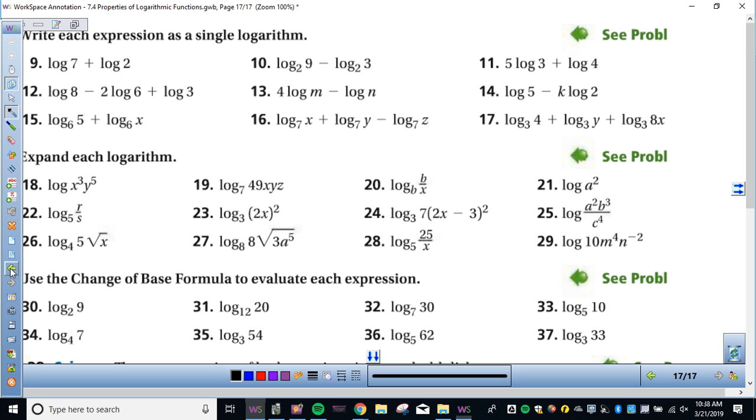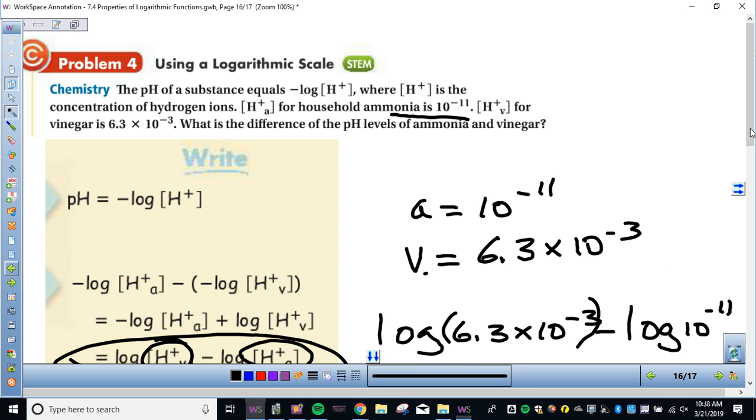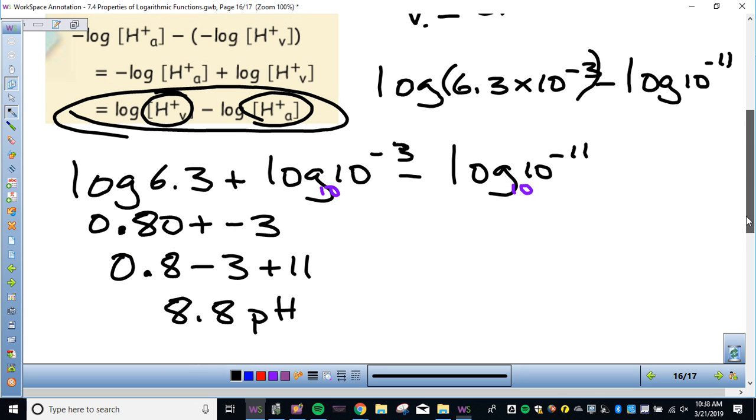You didn't get that? Just do log 6.3 in your calculator. Put your homework from last night in your folders. Bring those up.